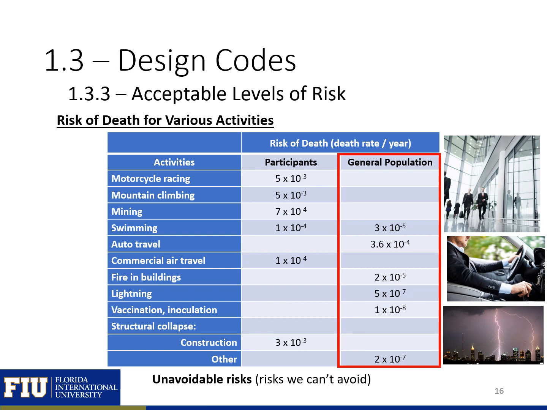The right column are unavoidable risks, and these are risks to the entire general population. So it's activities that people cannot avoid doing. So everyone needs to drive, everyone needs to be in buildings or walk outside, and the general public also gets vaccines. So these are risks that can't be avoided. And you can see that the risk of death for these activities is lower than that of some of the other avoidable risks.